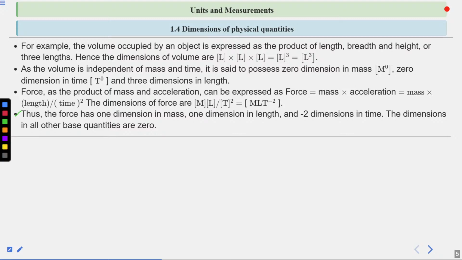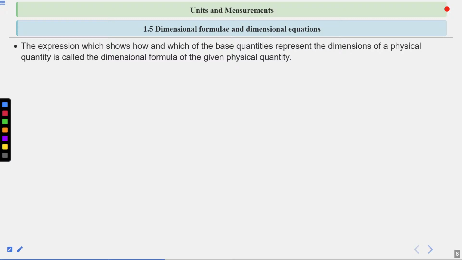Force has one dimension in mass, one dimension in length, and two dimensions in time. So the dimensions in all other base quantities are 0. Dimensional formula and dimensional equations.